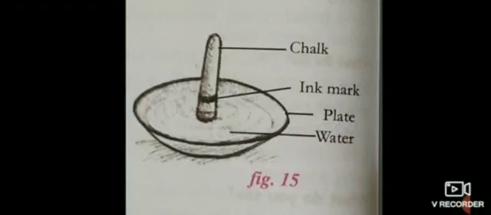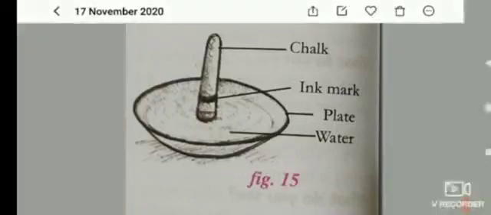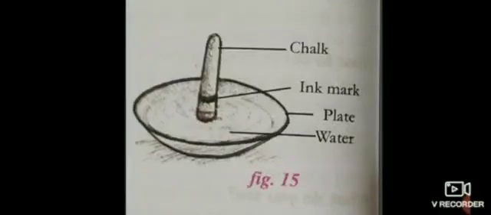The ink appears to be made of a single color, but it is actually a mixture of many colors hidden in it. Those colors are separated by this method. It is an example of chromatography. Try to do chromatography with different inks and find out which colors they contain.